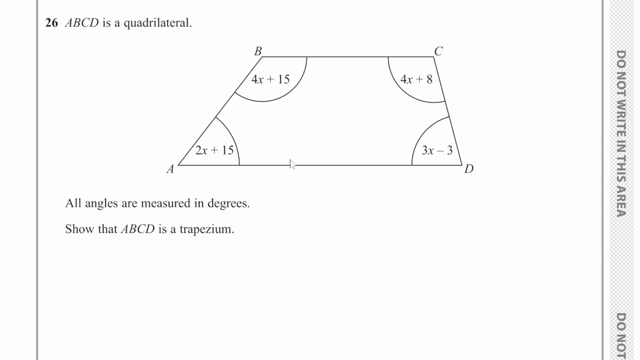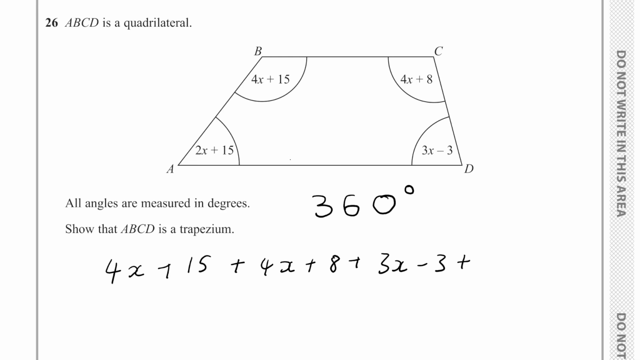Question 26. ABCD is a quadrilateral. All angles are measured in degrees. Show that ABCD is a trapezium. Whenever we've got a four-sided shape, all the angles have to add up to 360 degrees. So all of these added up is 360. So 4x plus 15 plus 4x plus 8 plus 3x minus 3 plus 2x plus 15 equals 360.